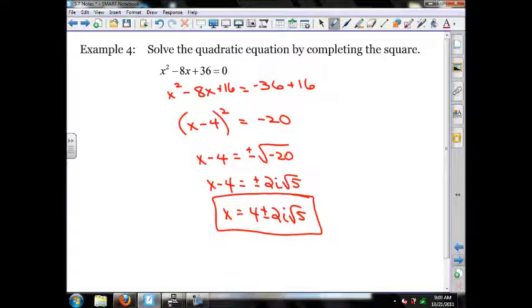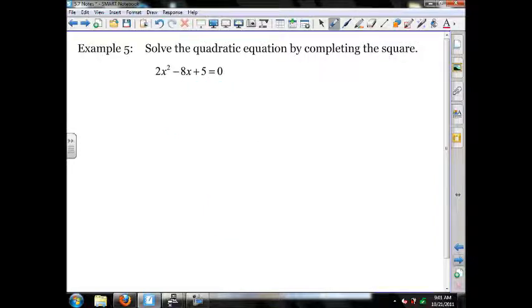Anybody remember doing it now? No, you've done something? Not really. I don't think it's too bad. This one's a little bit different. How so? There's a 2 out front. Let's try it anyway.